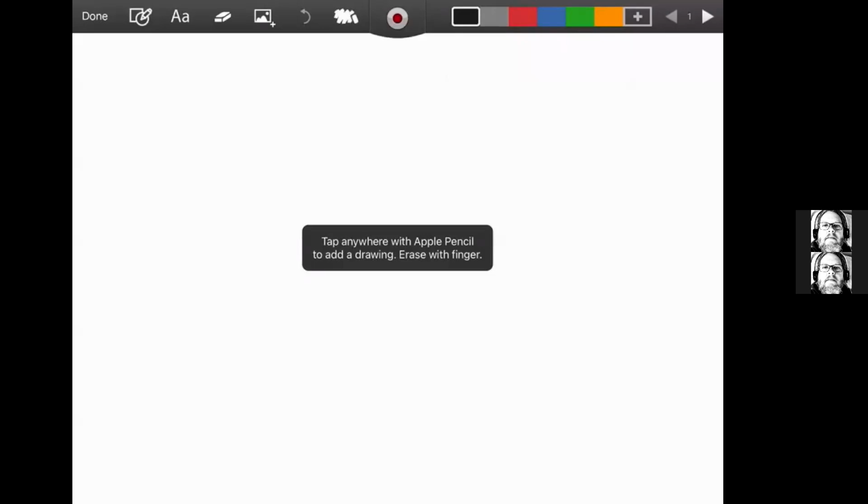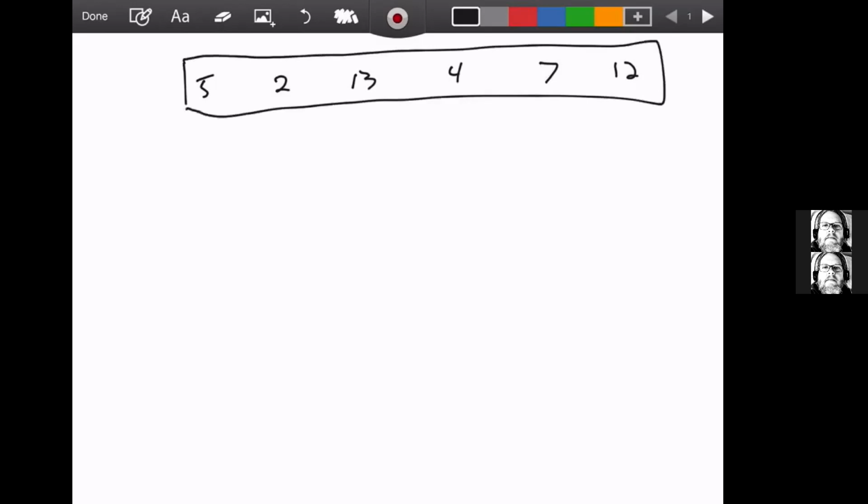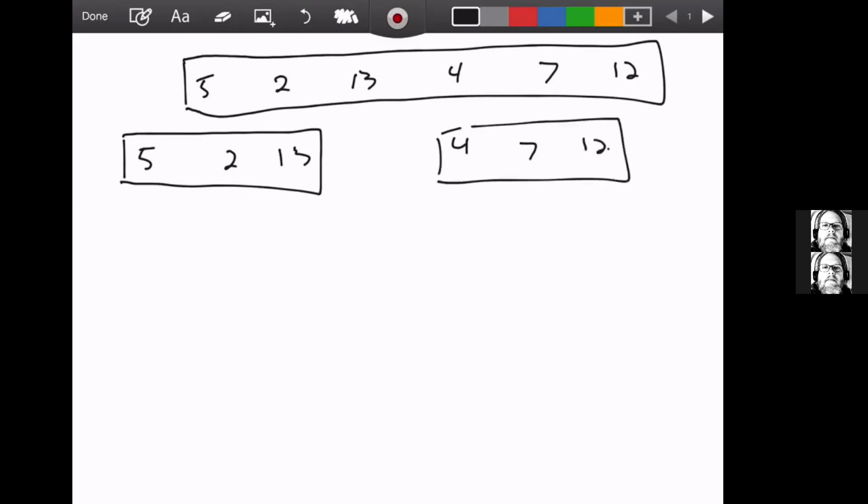So the idea again. If we have some numbers, whatever they are, let's say we've got 5, 2, 13, 4, 7, 12. So we've got 6 numbers. We put them all in a box like this. We start by dividing them in half. So that divides into 5, 2, 13. That's the B in our example. And 4, 7, 12.